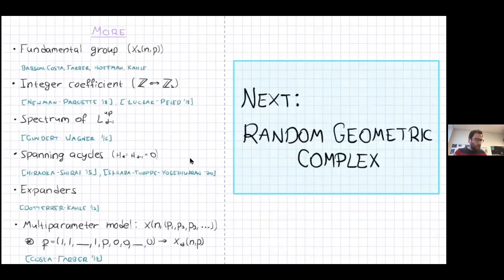Tomorrow, we're going to talk about a different class of complexes, random geometric complexes, which share some similarities with what we talked about today, but their behavior is much different, and we'll see how tomorrow.